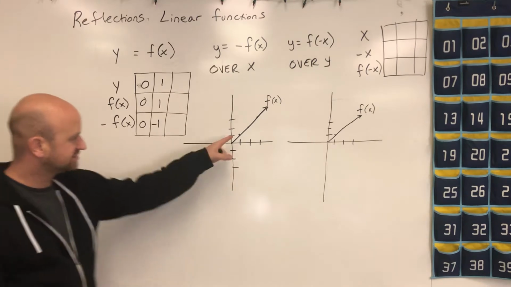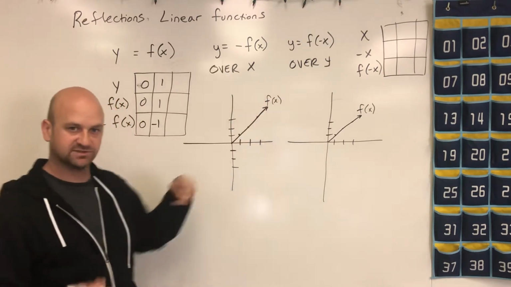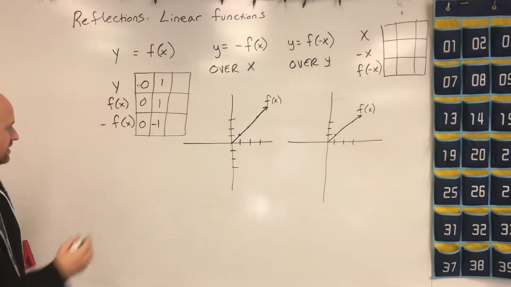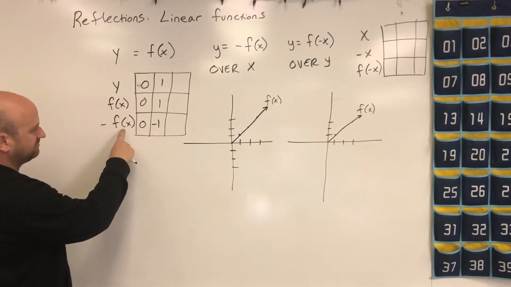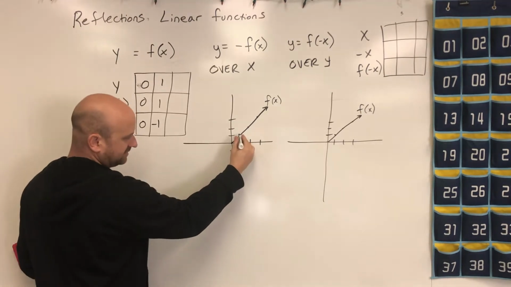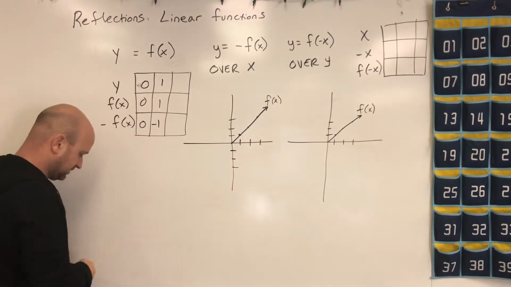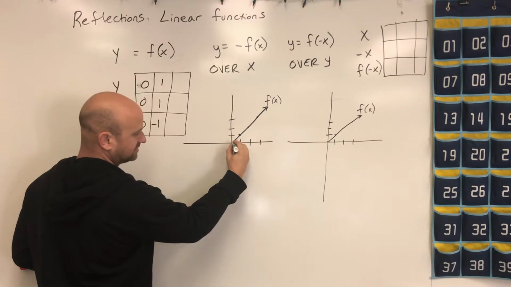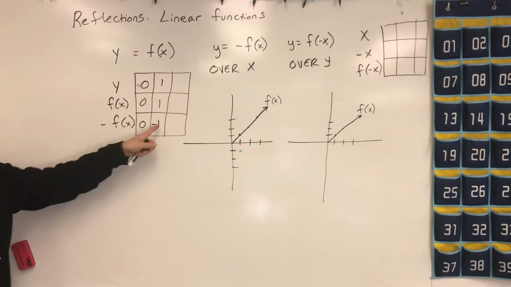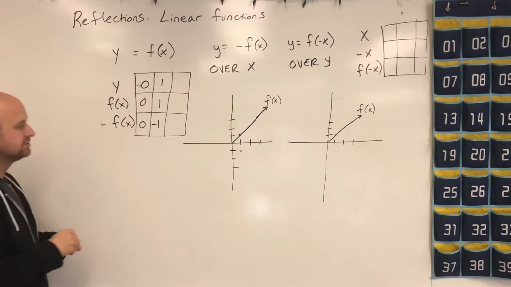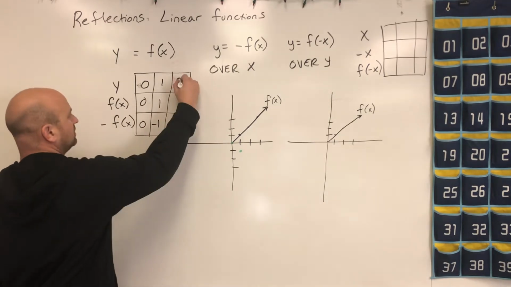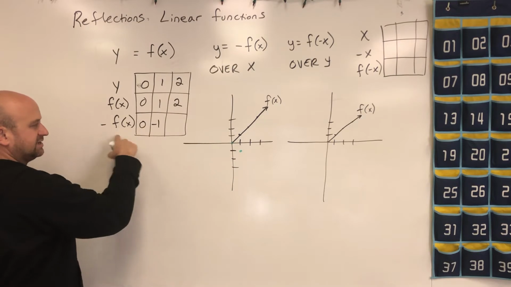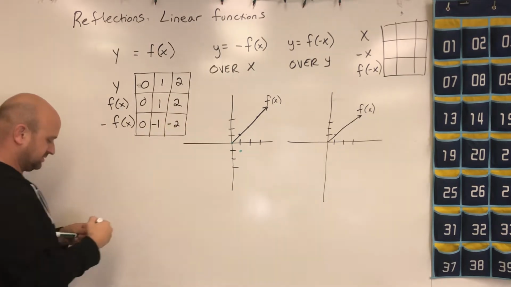So what happens is this. If this is our graph, f of x, our function, we have 0 and we have 1. Now, what happens when we have negative f of x? This value actually is going to go down here. And we already had 0, so the 0 repeats, and then we have negative 1. All right, let's try 2. So if y equals 2, f of x equals 2, and negative f of x would be negative 2.